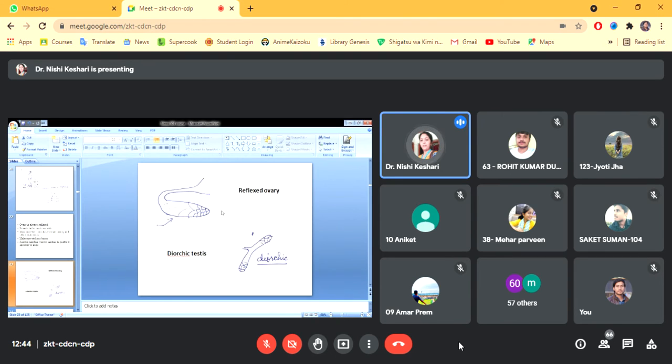So you can see here in this diagram that they have a reflexed ovary. This is the ovary, but it is folding. It is folding here, and this is the germinal zone through which egg multiplication occurs. This is diorchic. This is the testis. One testis here, one testis here, and from here the sperms will come out. So this is called diorchic testis.